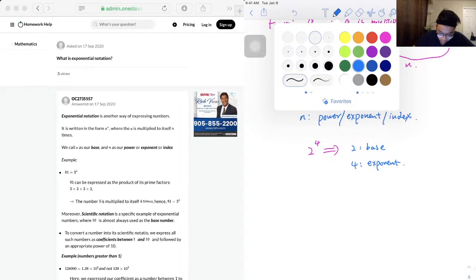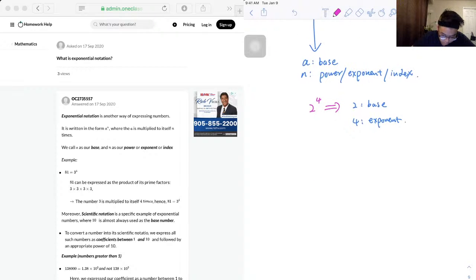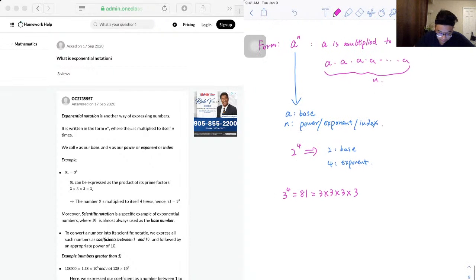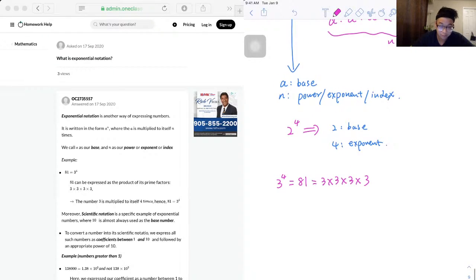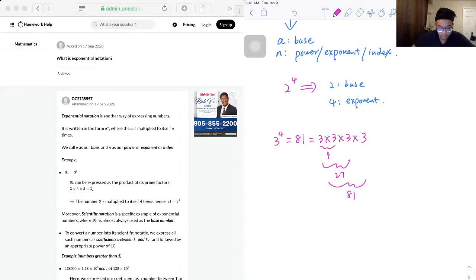Alright, so coming up, if we have, let's say, 3 to the exponent of 4, which is equal to 81, then it is just equal to 3 times 3 times 3 times 3, right? We said it is multiplied to itself n times, so in this case it will be 3 multiplied by itself 4 times. So 3 times 3 is 9, 9 times 3 is 27, 27 times 3 is 81.